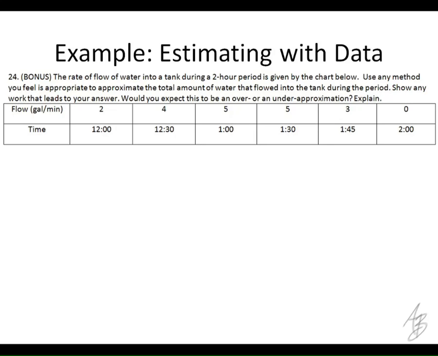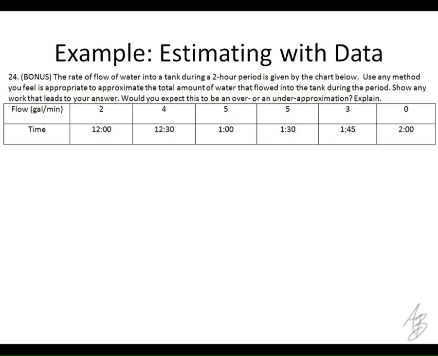So what we have in this problem is we have water flowing into a water tank over a 2-hour period. The rate that the water is flowing in is measured right here. So at noon, the water is flowing in at 12 gallons per minute. At 12:30, it's flowing in at 4 gallons per minute. At 1, it's flowing in at 5 gallons per minute, and so on. So that gives us the rate the water is flowing. What we want to do is approximate the total amount of water that goes into the tank during this time.